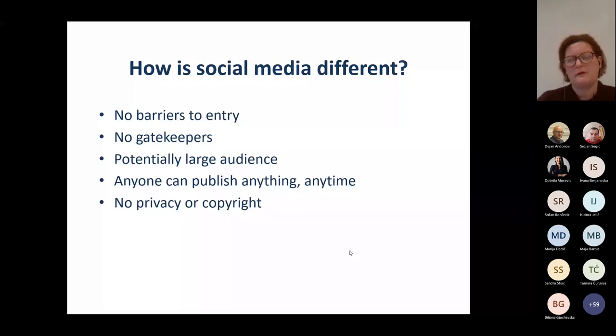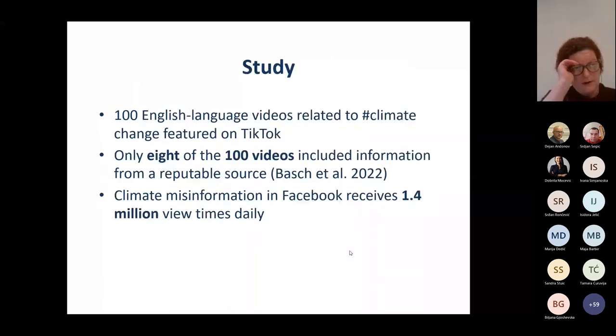For example, what we have seen. There was this famous study which analyzed 100 English language videos related to climate change, which were featured on TikTok. And only 8 of the 100 videos included information from a reputable source, meaning that the videos posted on TikTok were mostly based on false information. They were not based on scientific information regarding climate change. And on the other hand, we have seen that climate misinformation on Facebook received 1.4 million view times daily, which is a major concern for all of us.